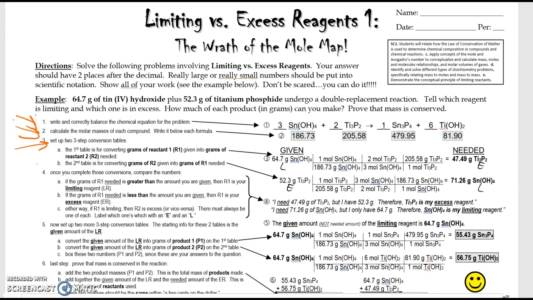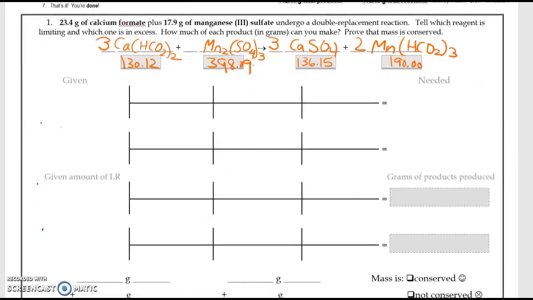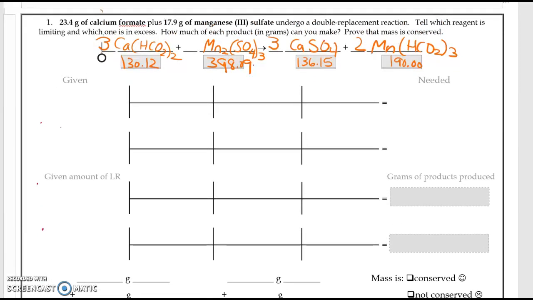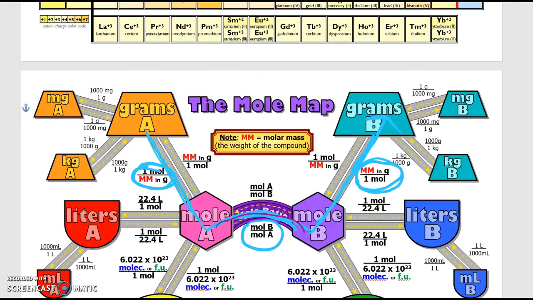Okay, let's go back to our rules and see what it says. It says set up two 3-step conversion tables. The first table is for converting grams of R1 into grams of R2, which means R1 is the reactant and R2 is the other reactant. So we're going from grams of A to grams of B using our mole map. I'm going to write down what I'm given, 23.4 grams Ca(HCO2)2, extend this line, and then let's go back to our mole map and see what it says.